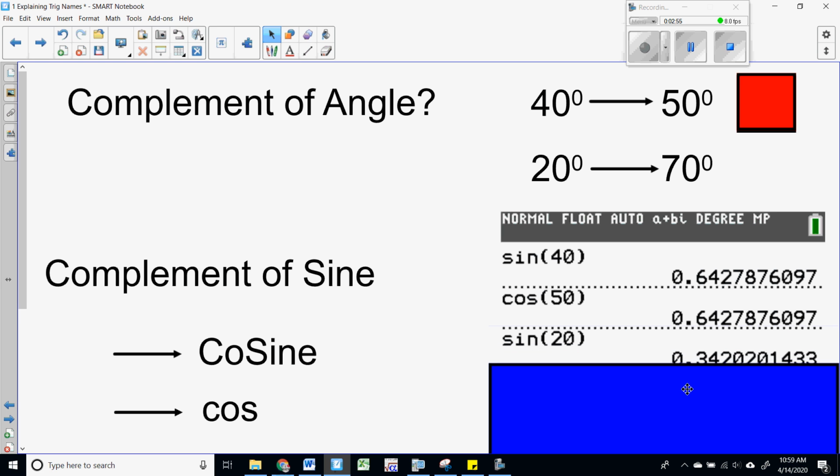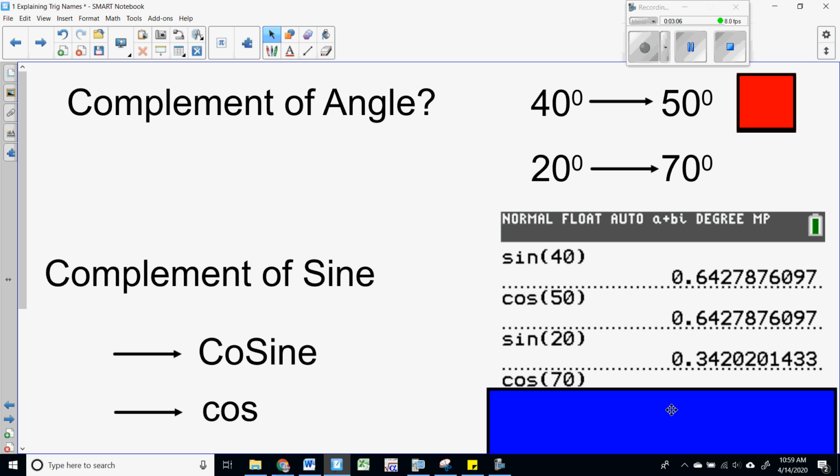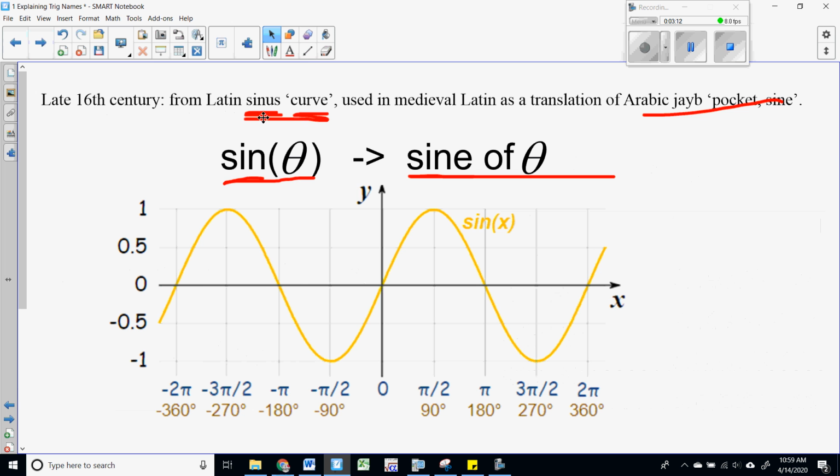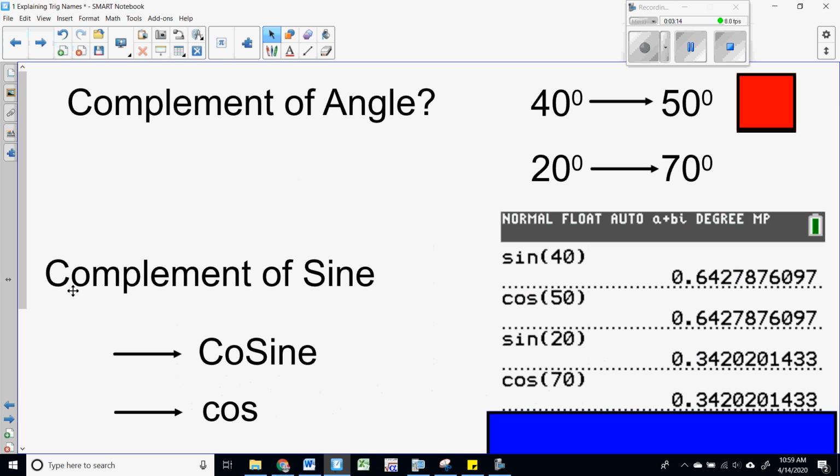Sine of 20, 0.34. So what is the complement of sine? The cosine, which would be the cosine of 70, the exact same thing. So when we think of sine meaning curve, cosine just means the complement of sine. Now, what about our other trig functions? So let's look at these for a second.